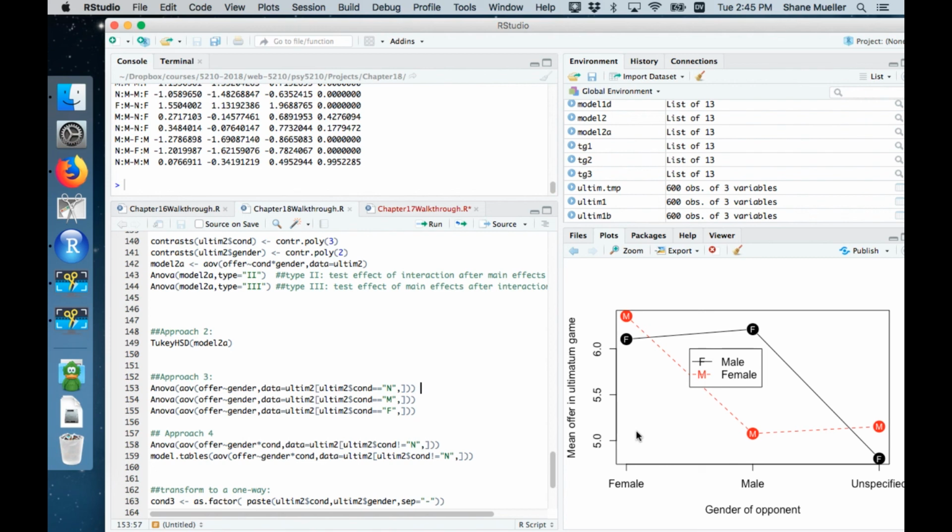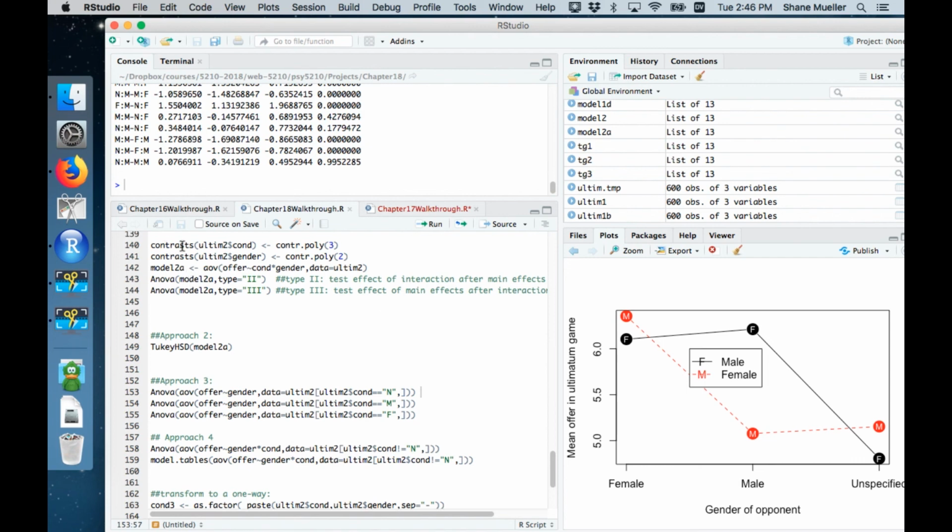A third approach might be, if you really think that these are two different patterns, I might just do a test of this, or this, or this, which is sort of the same as what we can do with this t-test, but maybe I could do offer by condition for female and offer by condition for male to see if those are different.